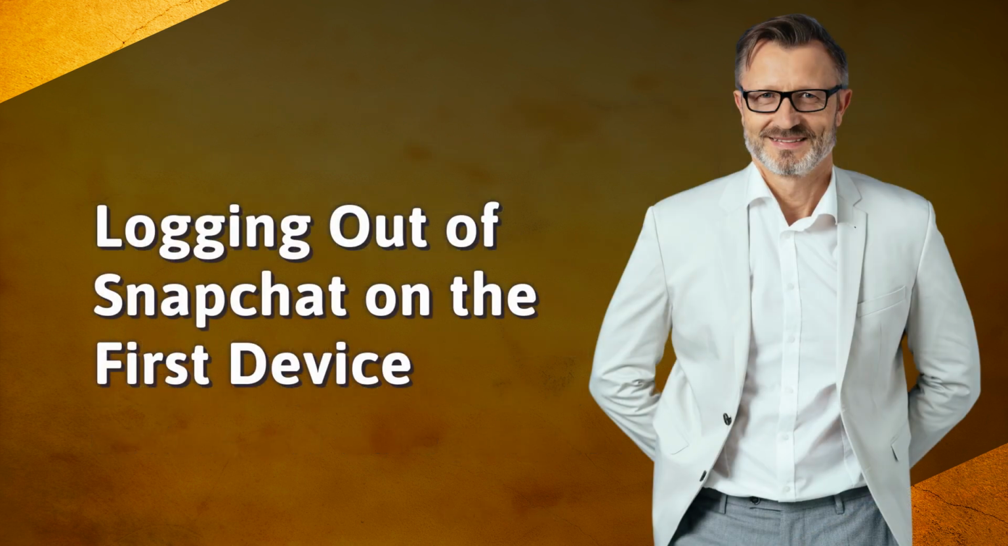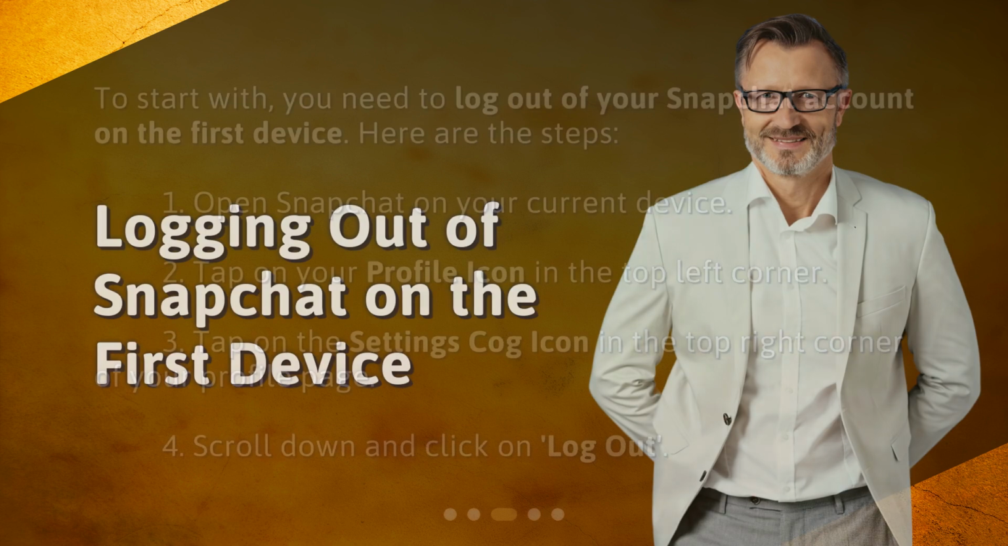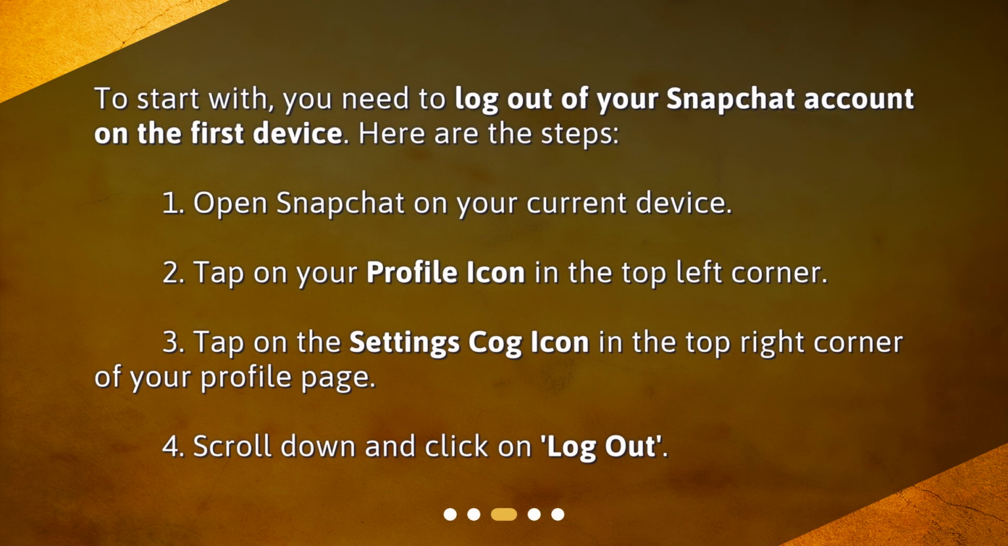Logging out of Snapchat on the first device. To start with, you need to log out of your Snapchat account on the first device. Here are the steps. 1. Open Snapchat on your current device. 2. Tap on your profile icon in the top left corner. 3. Tap on the settings cog icon in the top right corner of your profile page. 4. Scroll down and click on Log Out.